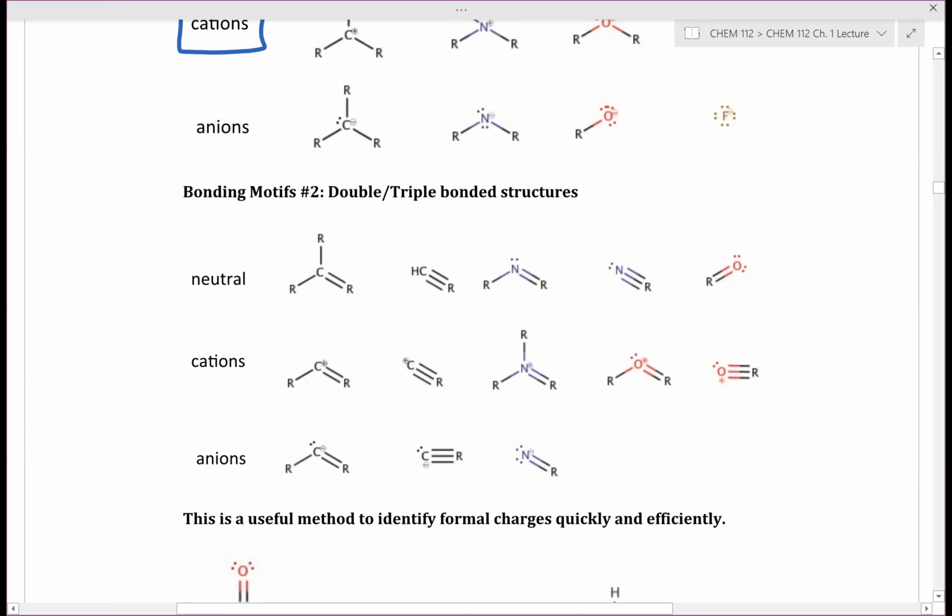I would highly encourage you to look over this table and try to calculate the formal charge of any of these species on this list that you're not sure about. With that, we're at the end of today's lecture. I encourage you to look over bonding motifs and practice drawing Lewis structures, as we'll be using those extensively next class session.